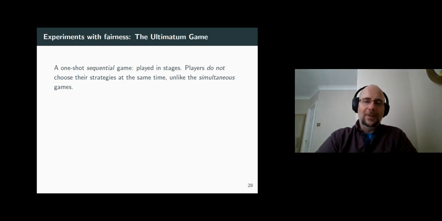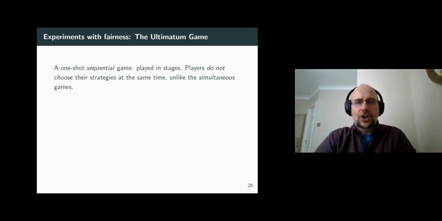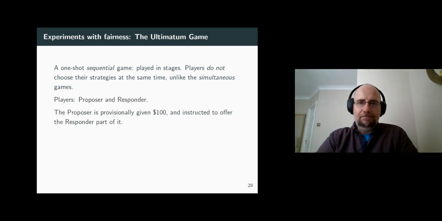Now, back to the ultimatum game, which is a sequential game, right? So there are two players in this game, a proposer and the responder. Let's assume that they're friends walking uphill the A30 on their way to a lecture at Royal Holloway. One of them sees $100 on the street.